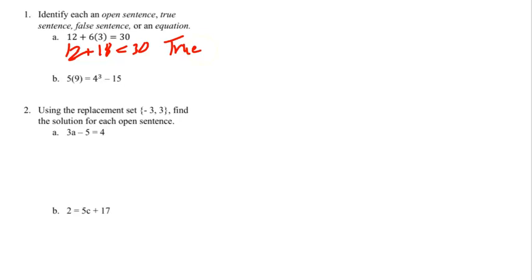Next one, 5 times 9 is 45. And this is going to equal 4 cubed, which is 64, minus 15. And if I simplify that, 64 minus 15, that would give us 49. And 49 does not equal 45, so this would be a false statement.